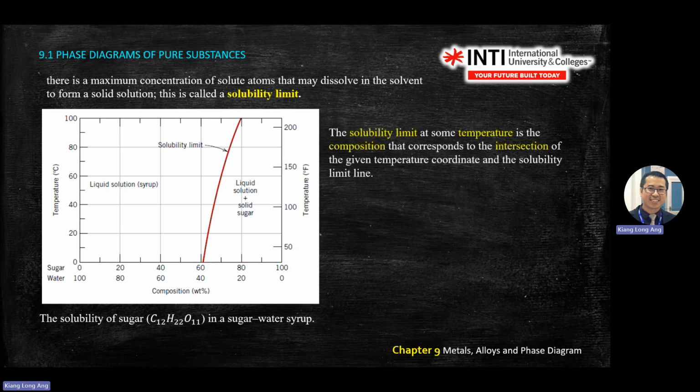So the solubility limit tells you the corresponding intersect at a certain temperature. So for example, liquid solution, syrup. Syrup, you know, is sugar, right? So in this region, at this temperature, when you mix with water, up to 40% of water is still a liquid solution or syrup. Up to this stage is the solubility limit. Then you add more water, it becomes liquid solution plus solid sugar. So you have these two states. Okay.